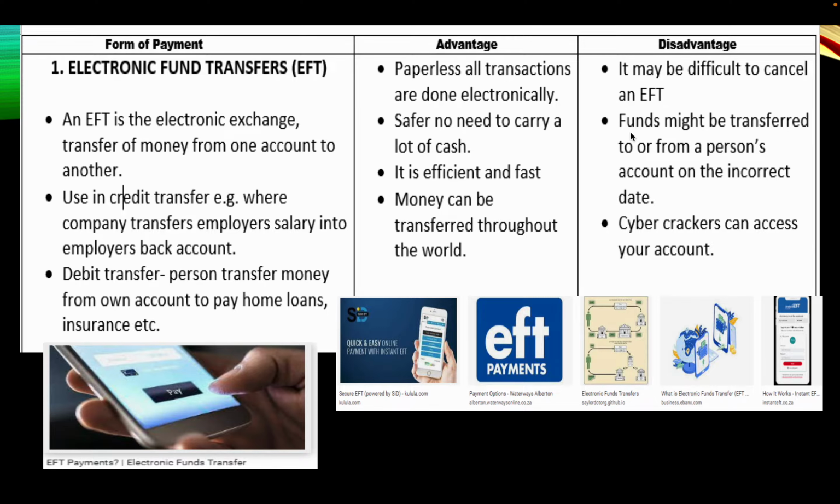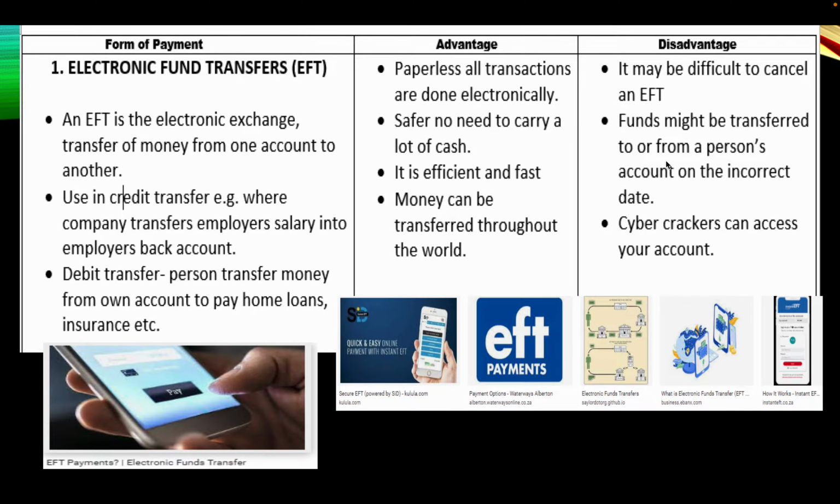So funds must be transferred to or from a person's account on the incorrect date, which is, if funds might be transferred to or from a person's account on the incorrect date, for instance you want to pay now, then the funds are reflecting on the second day.